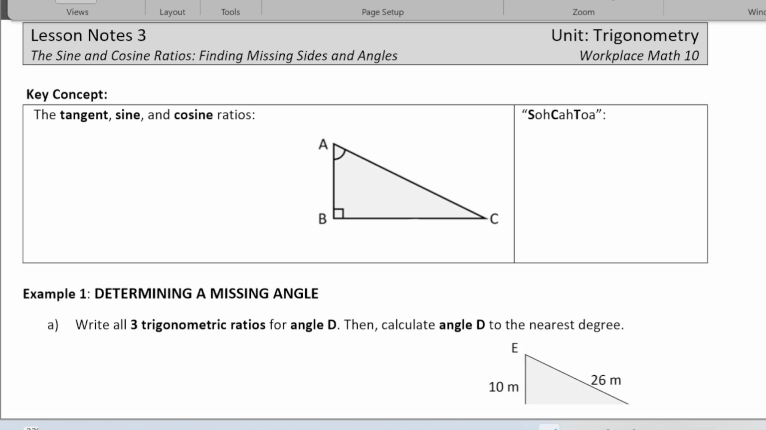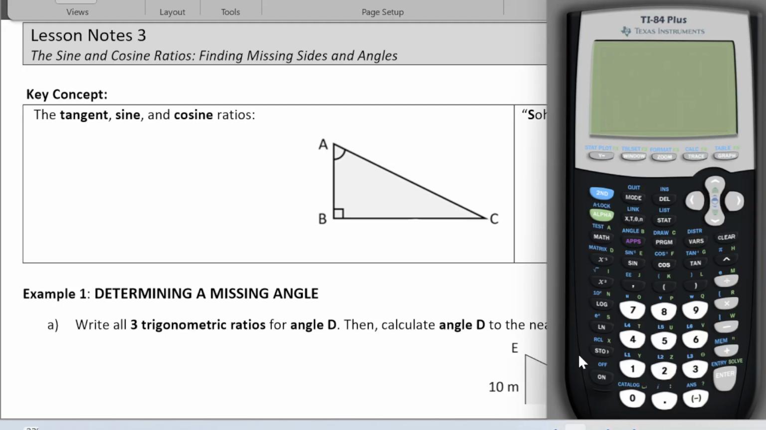Okay, so this is lesson 3 in the Workplace Math 10 Trigonometry unit. For this lesson, we're going to need a scientific calculator, so make sure you have one and that it's in degree mode. Let me just check my mode to make sure. Yeah, see how I have degree highlighted instead of radians? That might look different on your calculator.